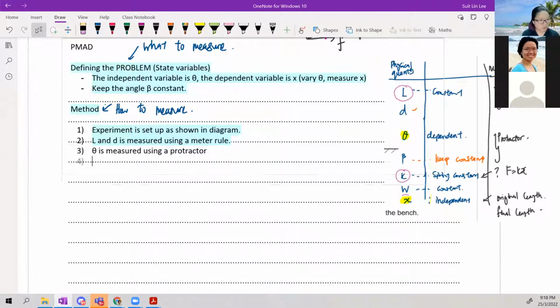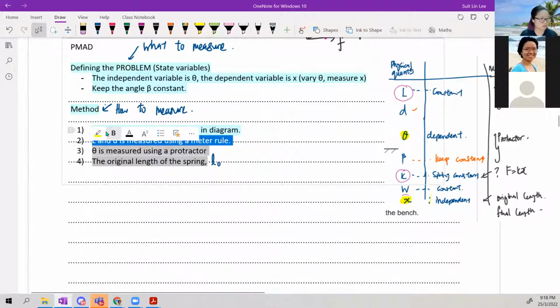Okay. What else do we need to measure? Ruler, protractor, X. Okay, so I would say it's measured using the protractor and the original length of the spring. Maybe you want to call this L0 or X0. I'm just going to call it L0. You can call it whatever you want. Of course, I'm going to write this in the equation later. So it depends on what equation you choose to write.